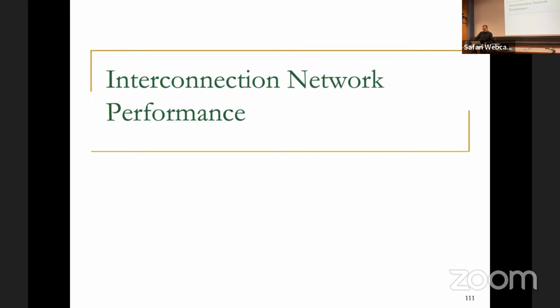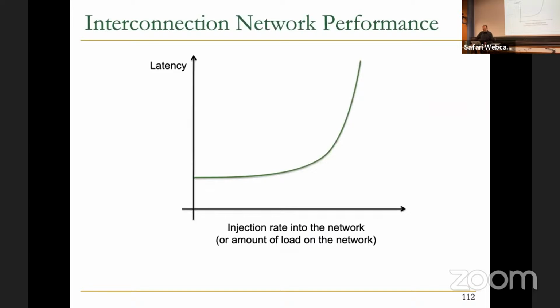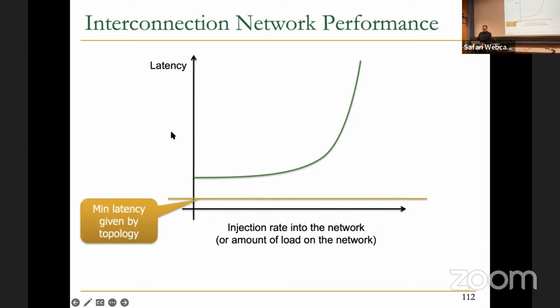So now let's quickly also discuss interconnection network performance. This is a very interesting curve that we have in any latency-load system. In your network, you have an injection rate, or amount of load on the network, like how many packets you are injecting into the network. And that's the latency, which is the average network latency or average packet latency in the network. There are many parameters that define this network. We have a minimum latency given by topology. Every topology has a minimum latency, as we discussed, like the diameter or the average distance. All these depend on the topology.